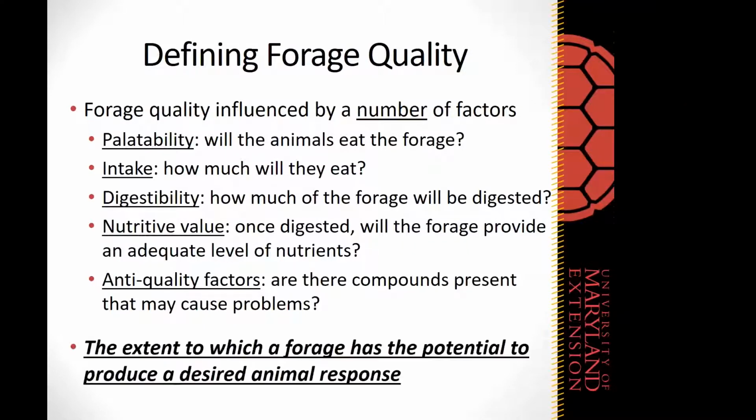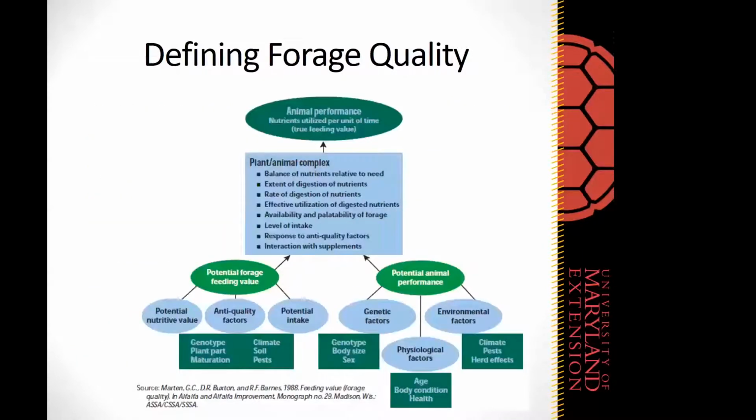So forage quality really is the overall extent to which a forage has the potential to produce a desired animal response. And to put that in a little bit more of a visual perspective, here we have a chart showing all these different factors that contribute to the end goal, which is usually our animal performance, right? So all of these different factors contribute to animal performance.